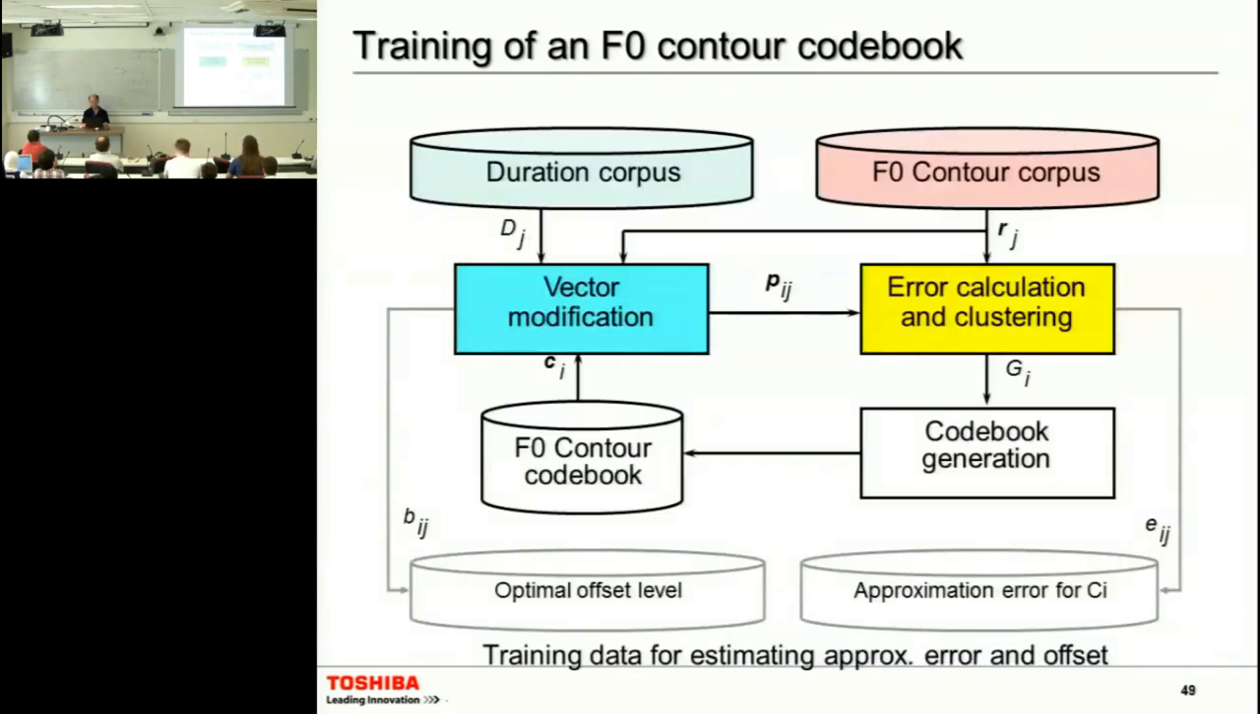Here is the F0 contour codebook, and this shows how to train it. First, we have a speech database here, and I extract F0 contours and set up the F0 contour codebook corpus. And we set the initial value for our contour codebooks. And using this one, we create prosody according to our prosody generation model.